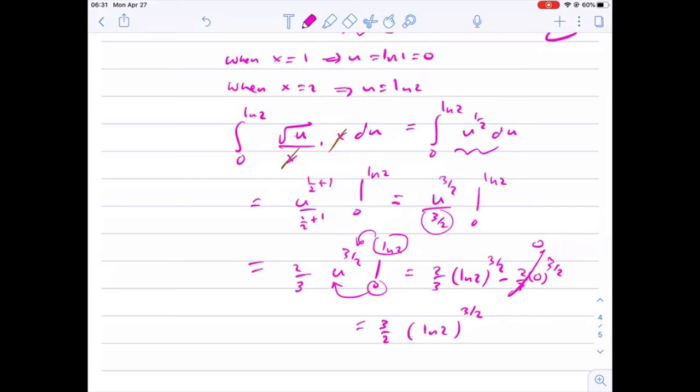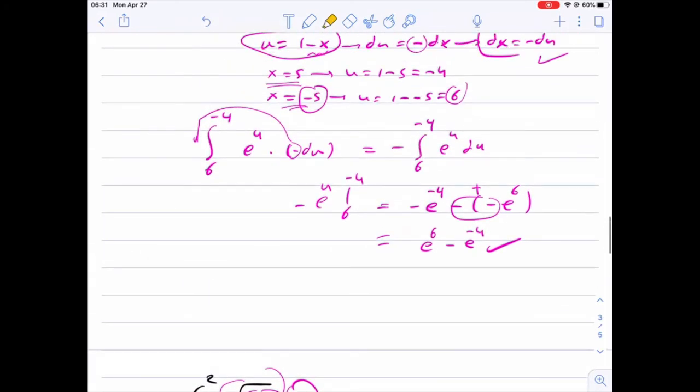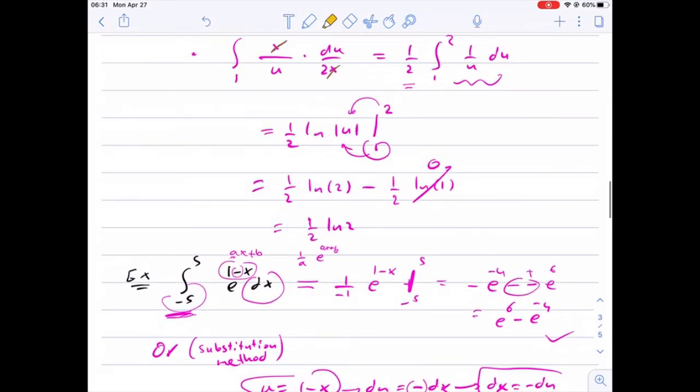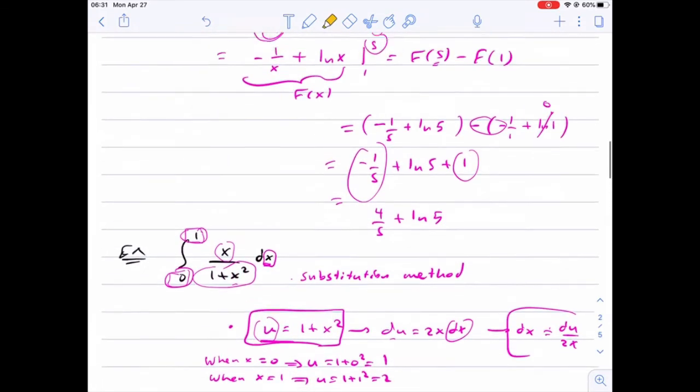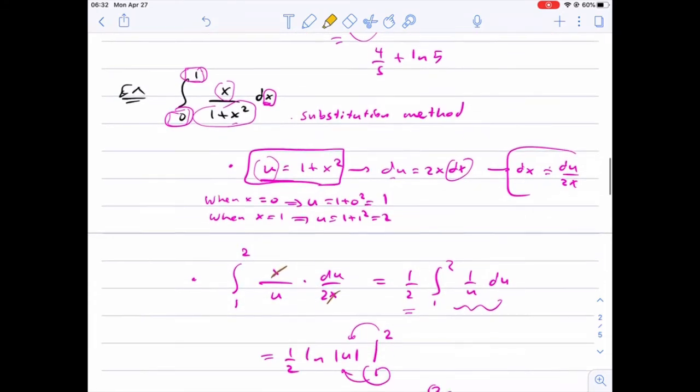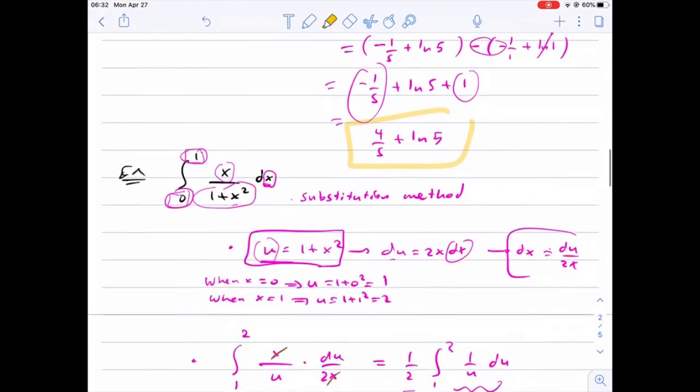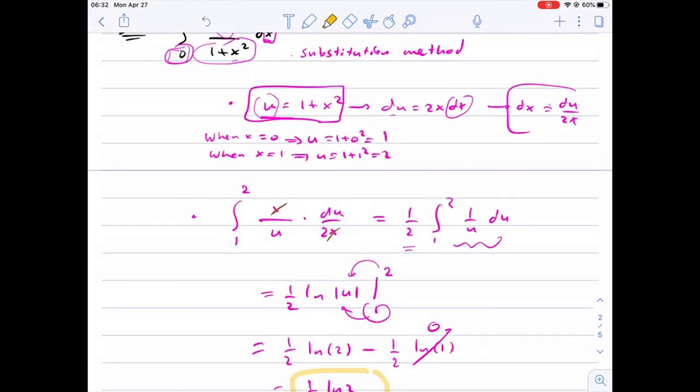Now, as you can see from all these examples, for a definite integral, the answer is always a number. This is a number. This is a number. We don't see any x here. This is a number. So answers are numbers for a definite integral. But for an indefinite integral, we get some values of x in most of the cases. So that means we obtain a function.